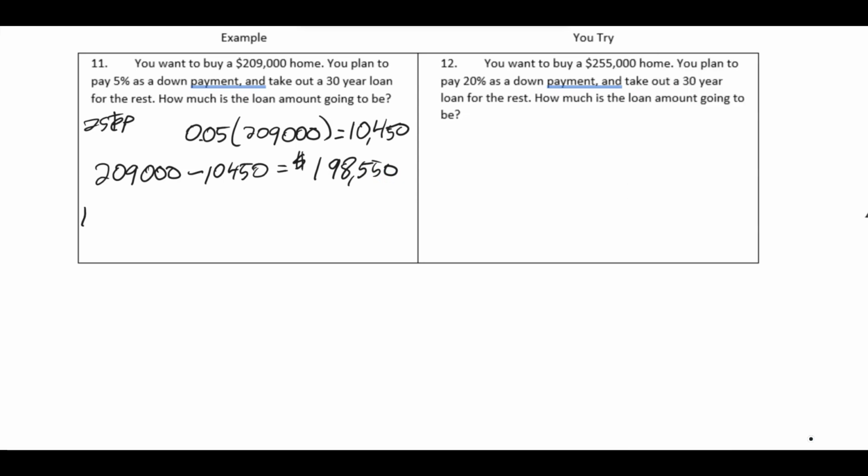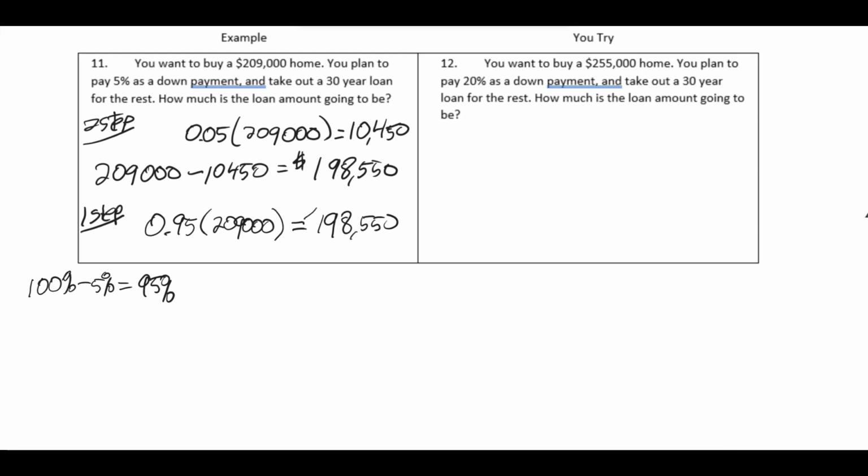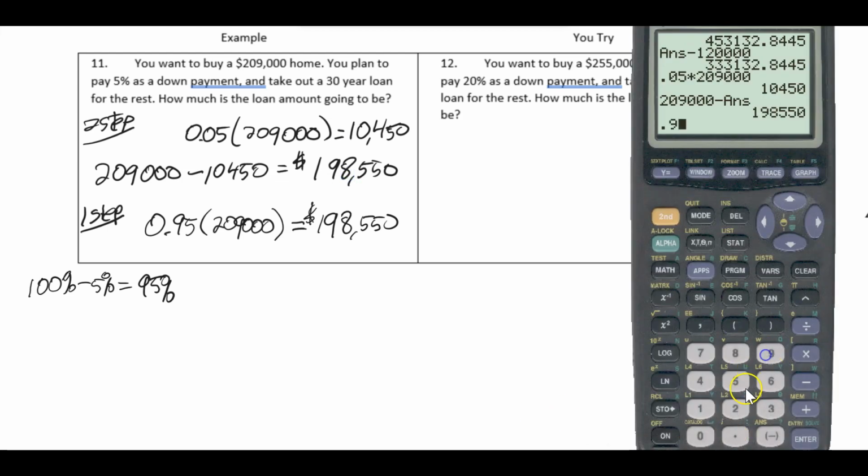Now the one-step approach is to think about, well, if you pay 5% down payment, how much is left? 100% minus 5% is 95%. That's how much you still need to borrow from the bank. So you can just do 0.95 times the cost of the house, and in one step work out how much you need to borrow from the bank. Your choice how you do this, two steps or one step, but let's double check. 0.95 times 209,000. There it is.